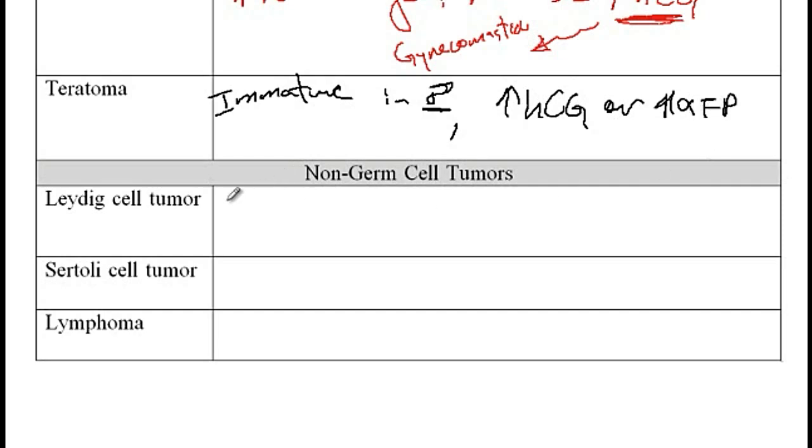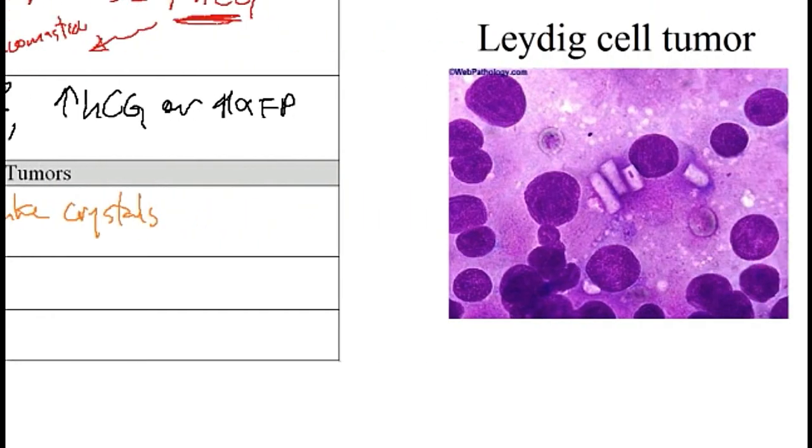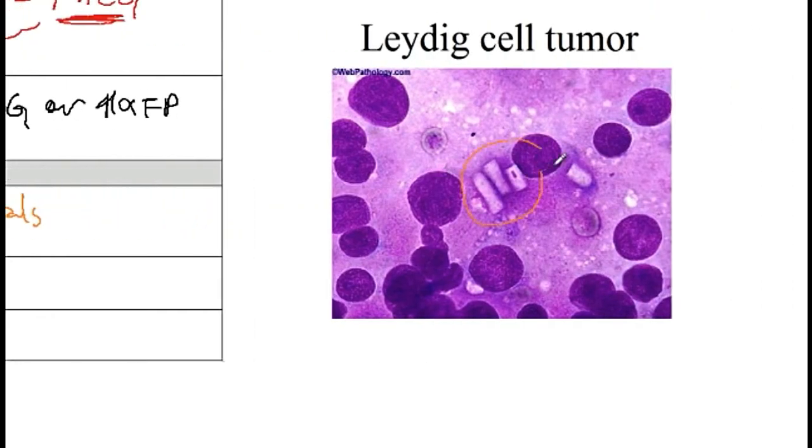The next type of tumors are the Leydig cell tumors, which increase the production of the androgen, and thus it causes precocious puberty in males, as well as the virilization, hirsutism, and gynecomastia. And the histological examination of these tumors show Reinke crystals. And here is an example of the Reinke crystals, which is seen with the Leydig cell tumors.